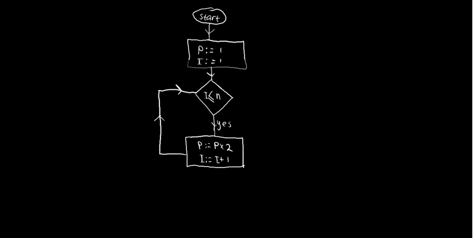So we're going to say, okay, as long as I is less than n, we're just going to keep on looping. We're going to keep on running round and round. But the moment we say no, what do we do? We first of all return p. We're first of all going to have to return p. Then afterwards, we're going to stop. So this is how we move.